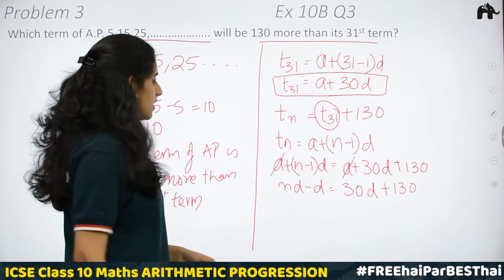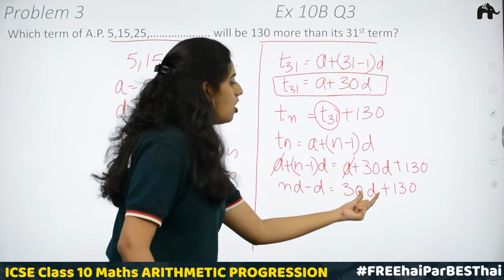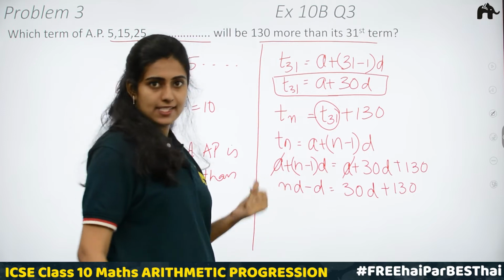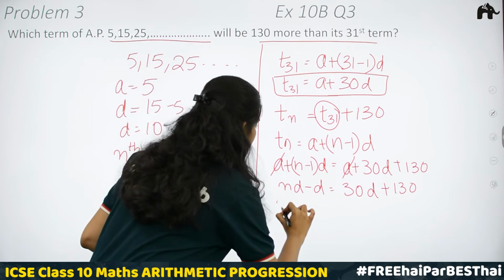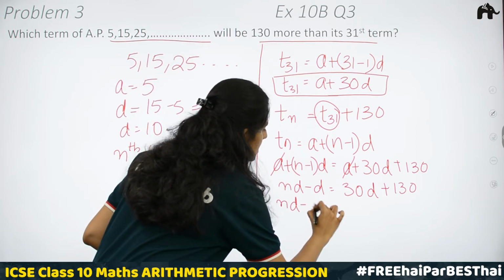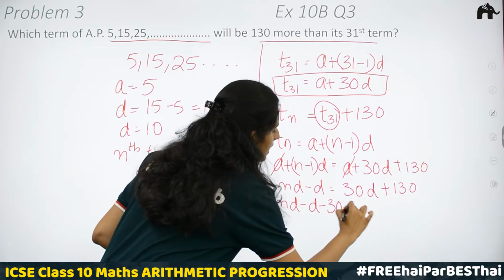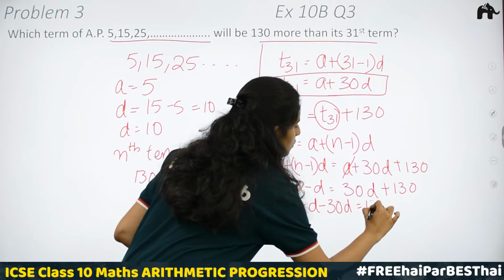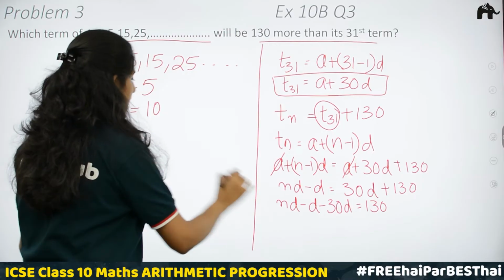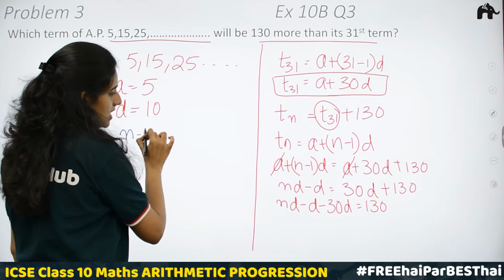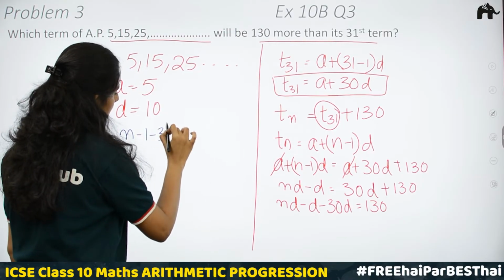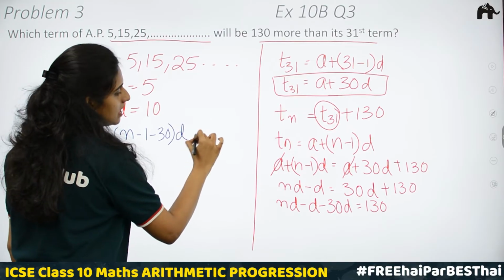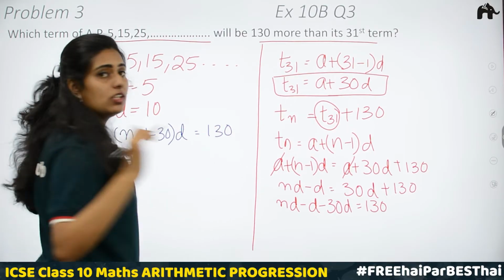Now bringing all the D containing terms to one side. What do we get? nD minus D minus 30D is equal to 130. Or we can write n minus 1 minus 30, into D, is equal to 130. We know the value of D.